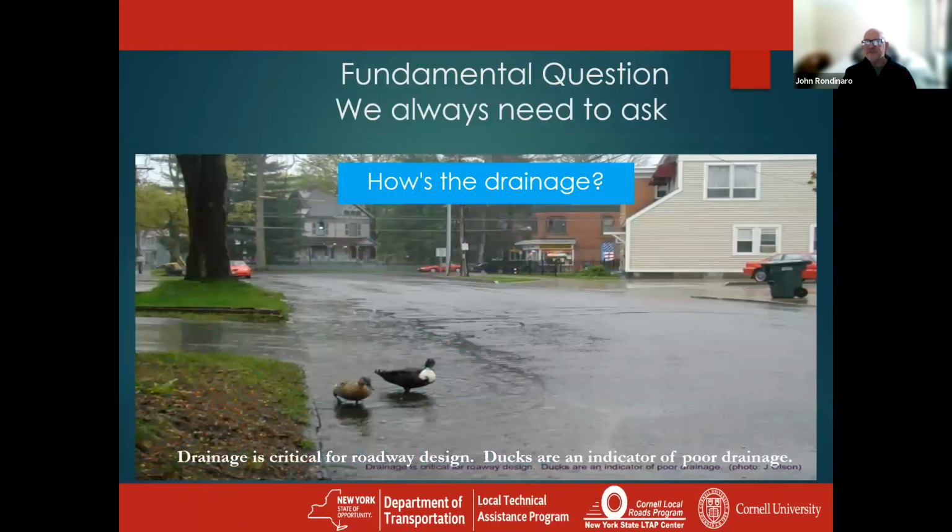Good question, but the fundamental question, which is closely related to cause, is how's the drainage? David shared this photo, courtesy of a gentleman named Jay Olson. This is a picture of a street up in Saratoga after a recent rainstorm. And anytime you see ducks making a playground out of your roadway, you know you've got to be fixing the water before you do anything else to the pavement.